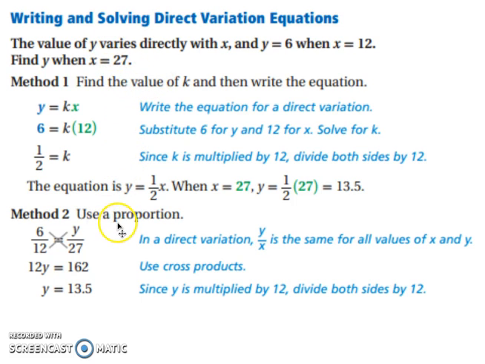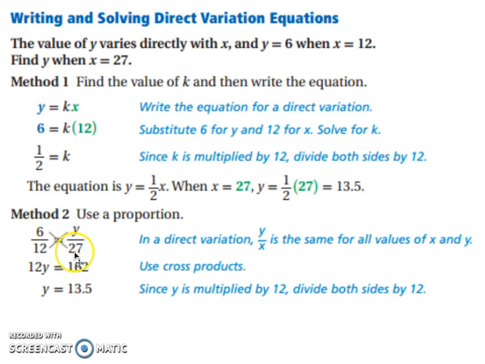The other method we can use is a proportion. So 6 over 12 has to equal our unknown y over 27. Notice the y's are on top and the x's are on bottom. So now we can cross multiply. So get the cross product.